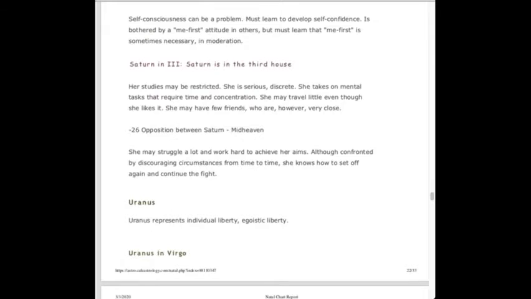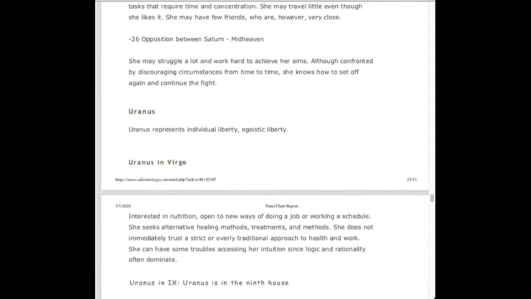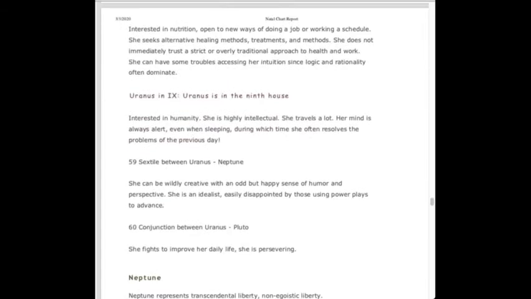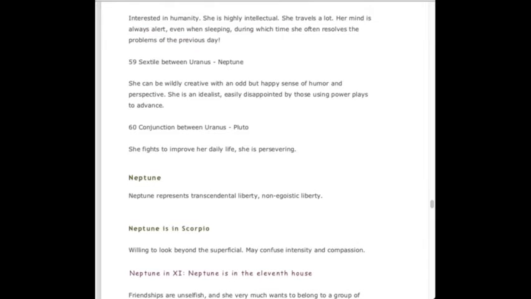All right, so Uranus represents individual liberty and egotistic liberty. It's in Virgo again, the second Virgo. It says, interested in nutrition, open to new ways of doing a job or working schedules. She seeks attractive, alternative healing methods, treatments, and methods. She does not immediately trust the strict, overly traditional approach to health and work. She can have some troubles accessing her intuition since logic and rationality often dominate. Okay, so I'm going to talk about the houses again. So I'm just going to go through this real quick here.